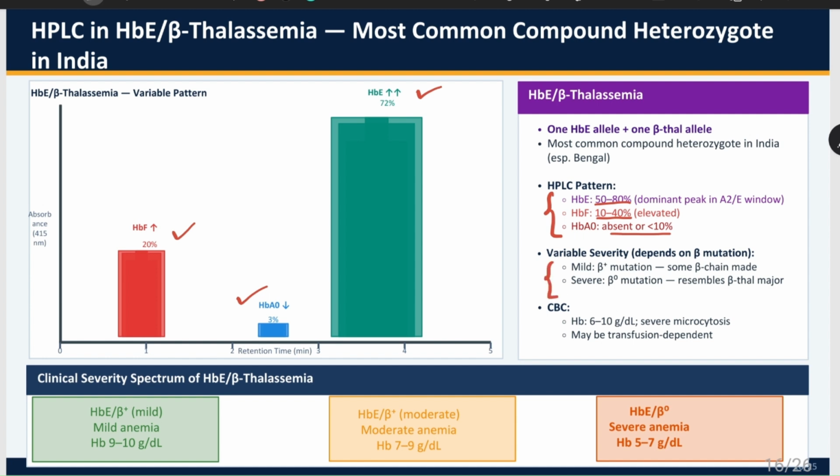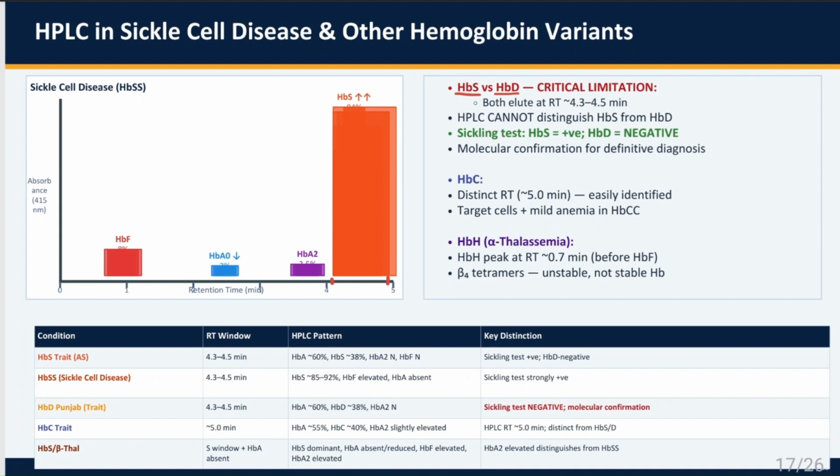And the severity will depend upon the type of mutation of the beta gene. If it is beta plus mutation, then the disease will be of milder form, and if it is a beta naught type of beta gene mutation, then there will be the severe form of the disease. So in case of HbE and beta plus mutation, which can be mild or moderate, then the severity of anemia will also be mild anemia or moderate anemia. And if it is HbE with beta naught type of mutation of beta gene, then there will be severe anemia and hemoglobin will be around 5 to 7 grams per deciliter.